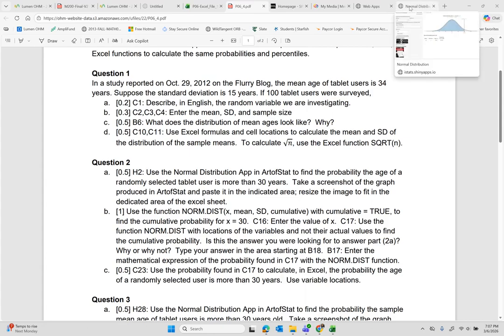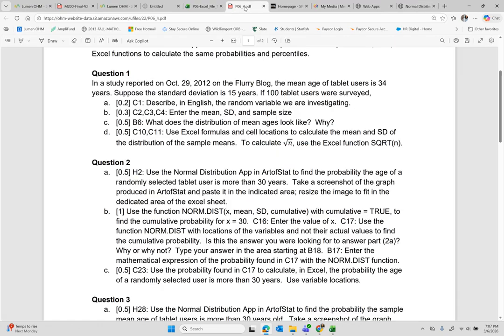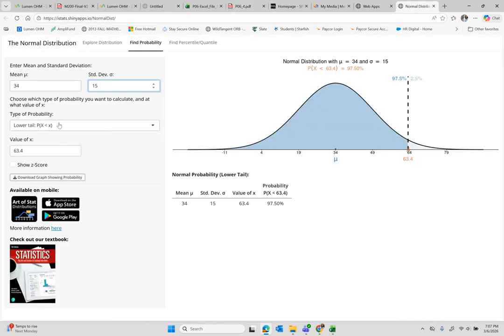So we will go with the normal distribution. We will assume the standard deviation to be 15, since we are talking about individual tablet users. And the question is more than 30 years. So we are going to look for a probability in the upper tail, which is greater than little x, and for the value of x, we want this to be 30. So the answer here would be that the probability is 60.51%.